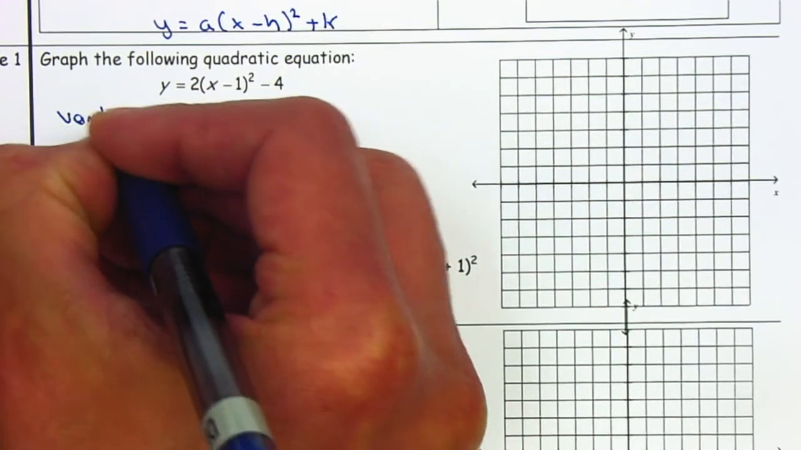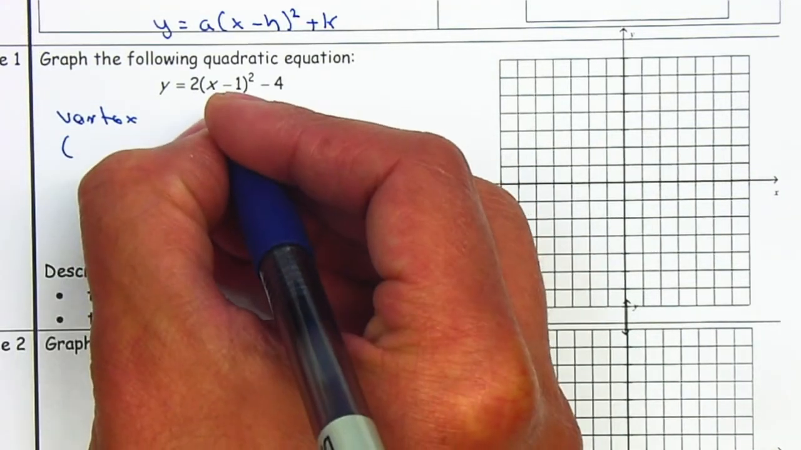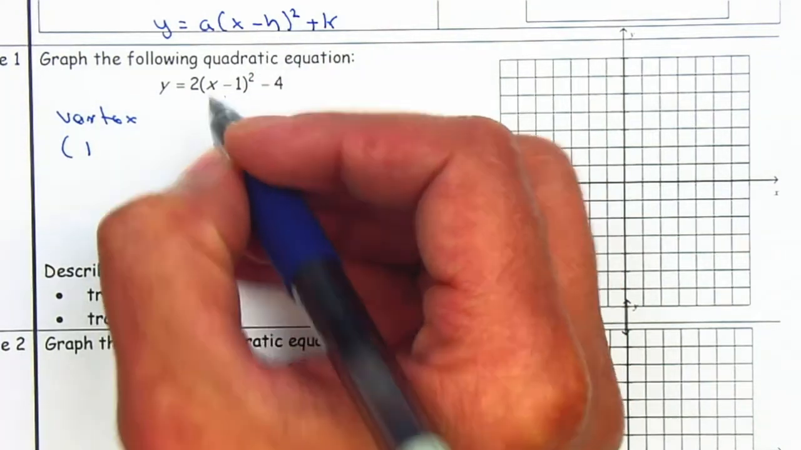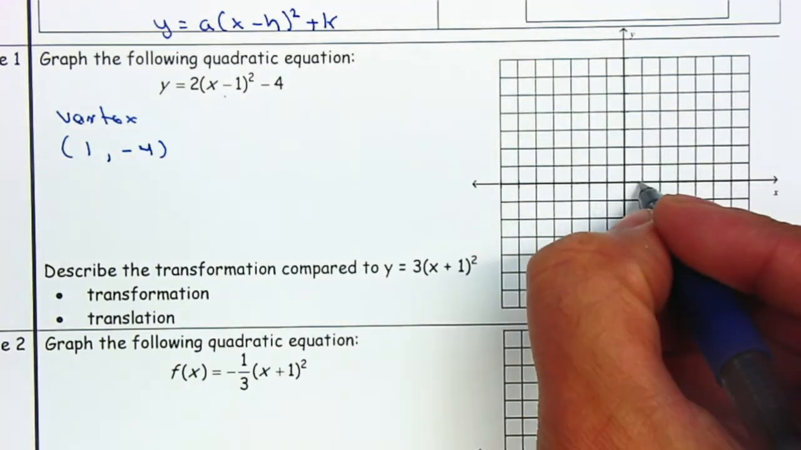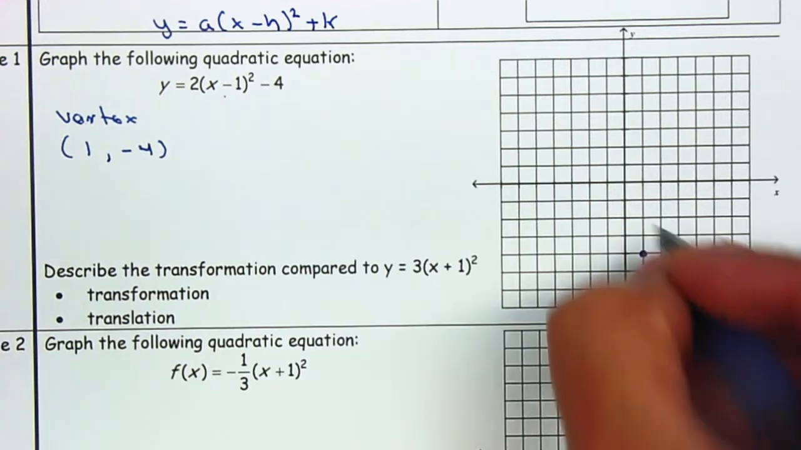So our vertex is going to be h and k, so this will be positive 1. Remember, because our formula says negative h, that'll be positive 1, comma, negative 4. So positive 1 and down 4. That'll be our vertex.